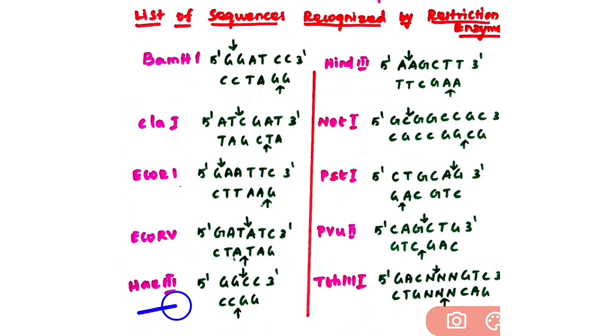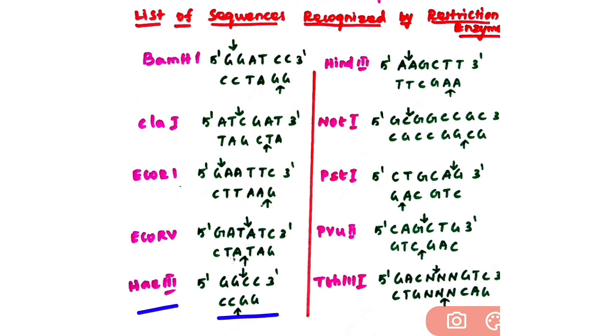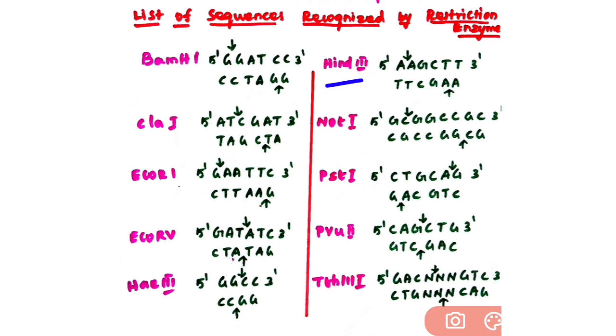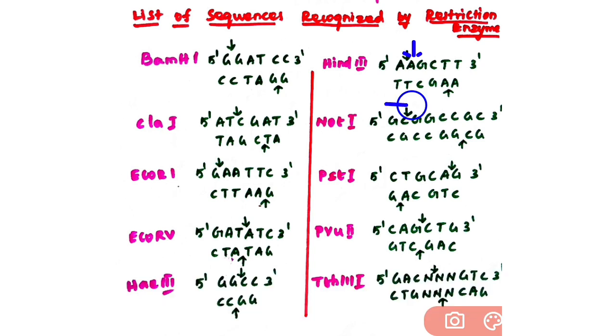Then HindII. HindII is isolated from Haemophilus aegyptius. This is its recognition sequence. It makes a cut between C and G, so this is also a straight cut. It forms blunt ends. HindIII, isolated from Haemophilus influenzae Rd, has this recognition sequence. It makes a cut in between A and A. This also makes sticky ends.